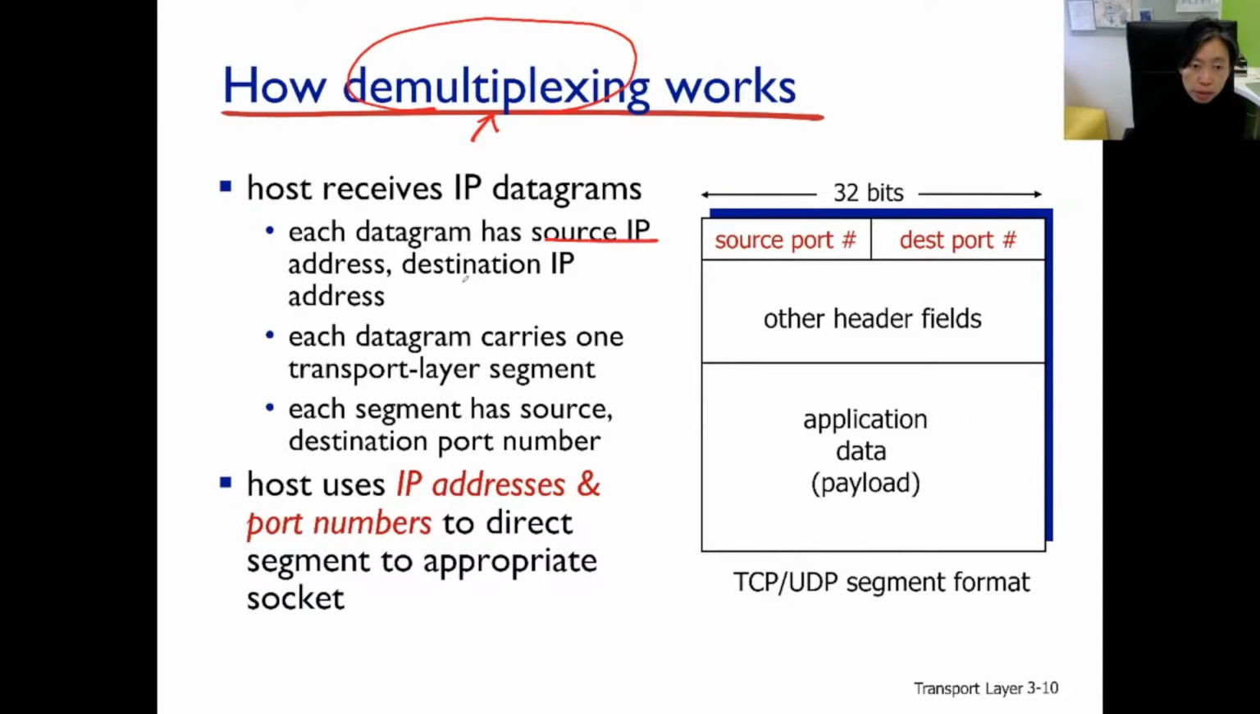So the information the receiver side of the transport layer service relies on are these. Okay, the source and destination IP addresses, and the source and destination port numbers. All right. Now, let me explain.